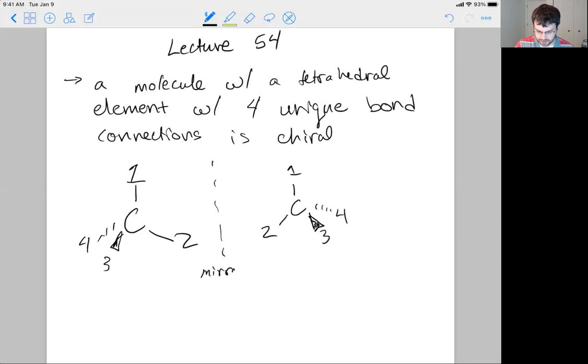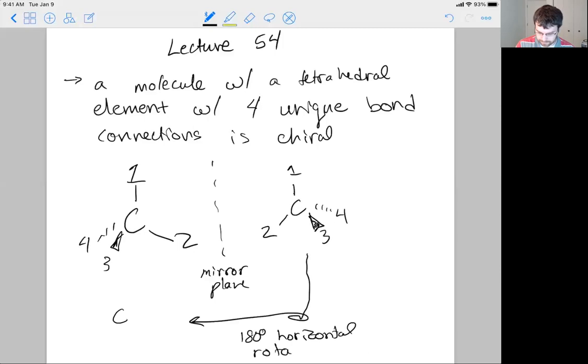So those two now are mirror images of each other. This dashed line is a mirror plane. It's as if one is looking into the mirror and seeing the opposite structure. Now there's no way, as best I can rotate this, for those two molecules to be superimposable. So I'm going to do a 180-degree horizontal rotation. That's going to put 1 still at the top. I'm basically spinning this around 180 degrees, a half circle turn.